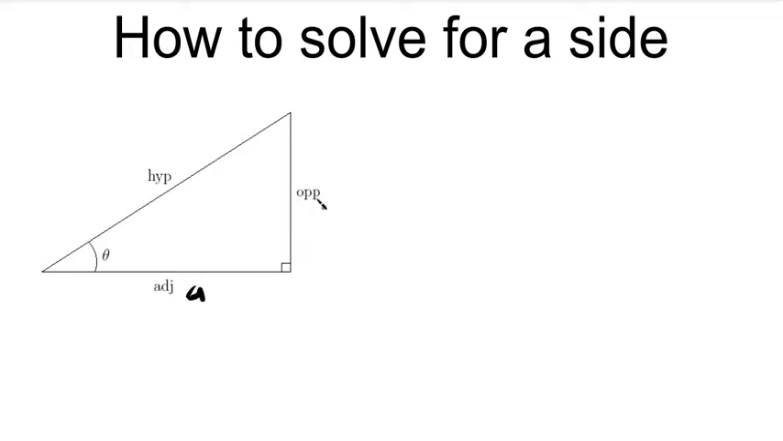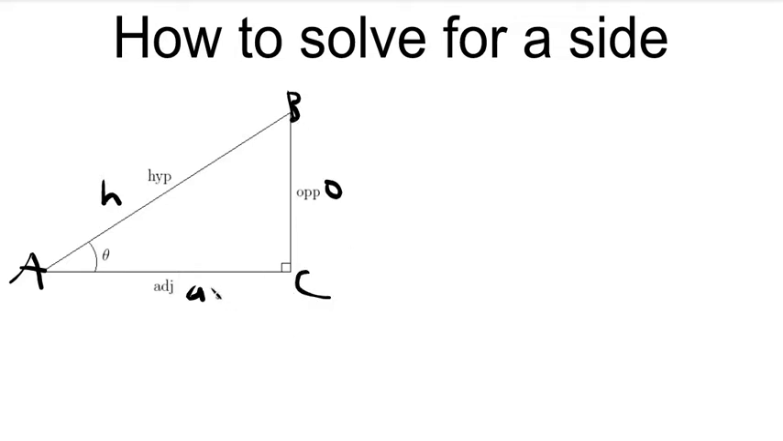Here I'll label a couple more. Adjacent will be A, opposite will be O, and hypotenuse will be H. The angles go as theta will name A, this angle will name B, this one let's name C.